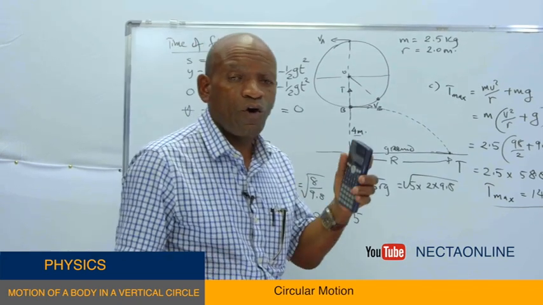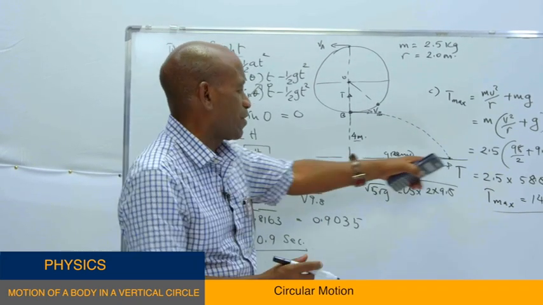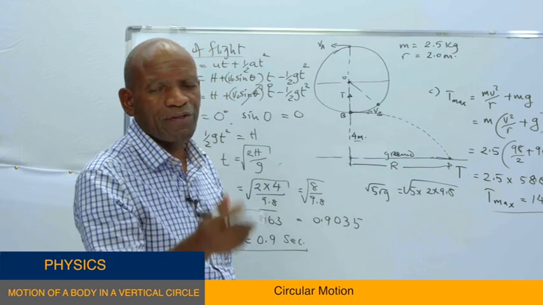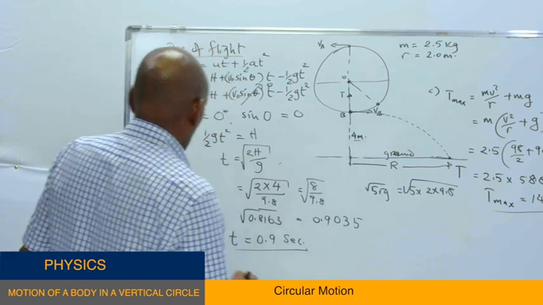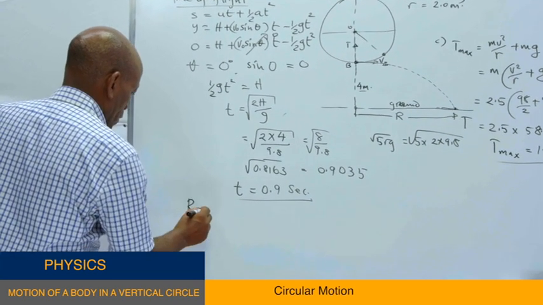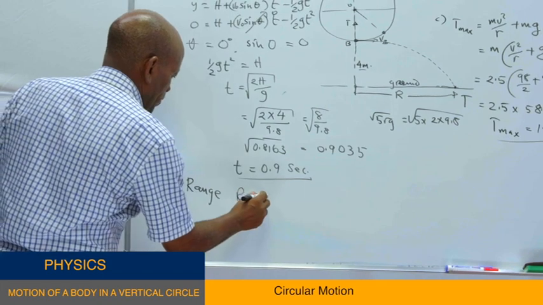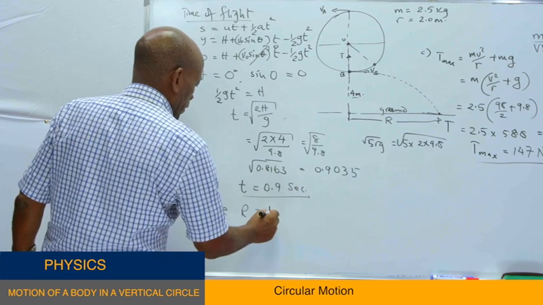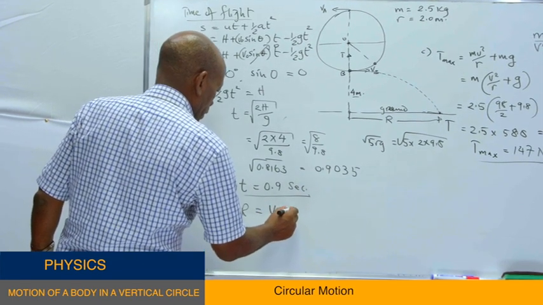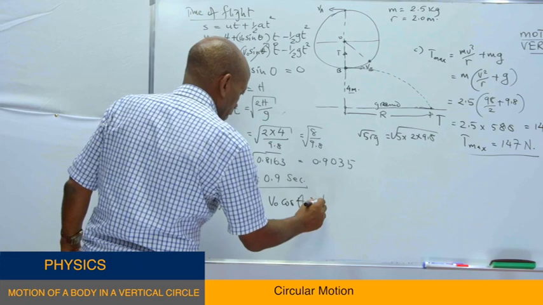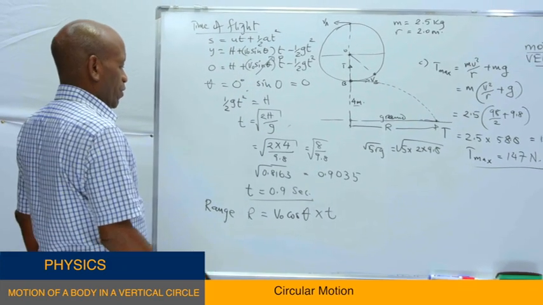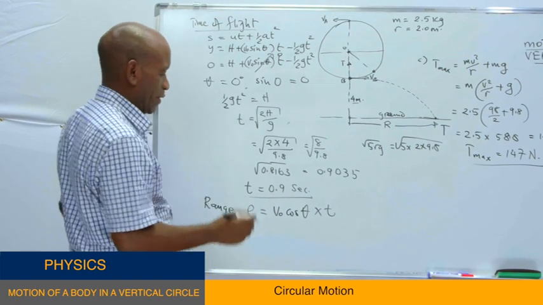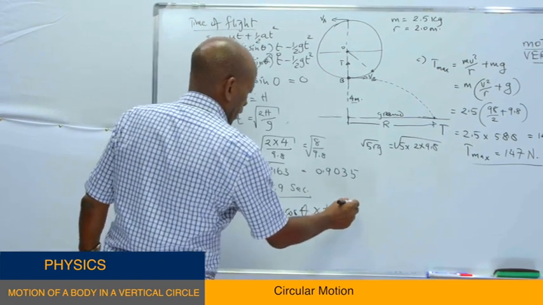Having obtained the time of flight, the range can just be obtained by taking the horizontal component velocity times the time of flight. So the range r will be obtained by taking the horizontal component velocity times the time of flight. The horizontal component velocity is v naught cos theta times the time of flight. So the v naught cos theta is cos 0. Cos 0 is 1. Okay? Cos 0 is 1.